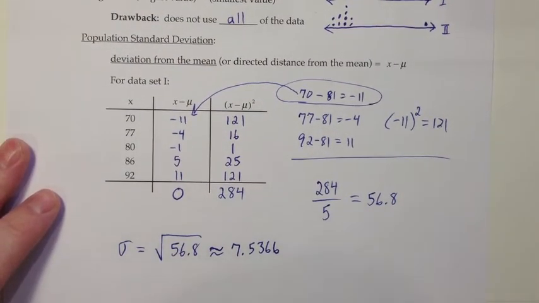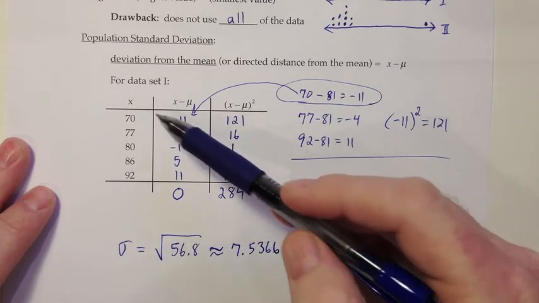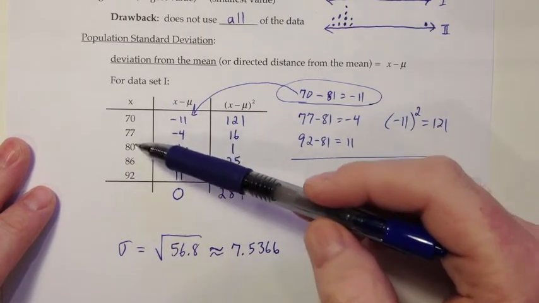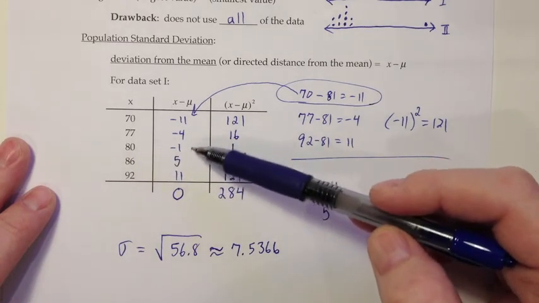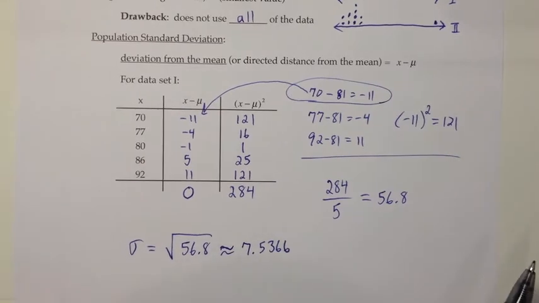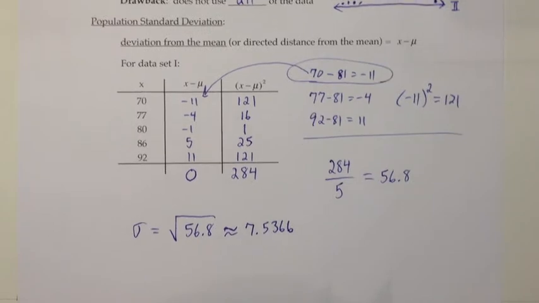And then I just want to kind of show you that does make sense as a typical distance away from the mean. Now instead of having a number that's way bigger than all the distances, at about 7.5 we have 2 values, 70 and 92, that were further away from the mean than that, and then 3 values that were closer to the mean than that. And if we're trying to get some sort of typical distance, we'd like to see it have that trait, that there's some numbers that are further away from the mean than that, and there's other ones that are closer. So that's your first look at calculating population standard deviation.